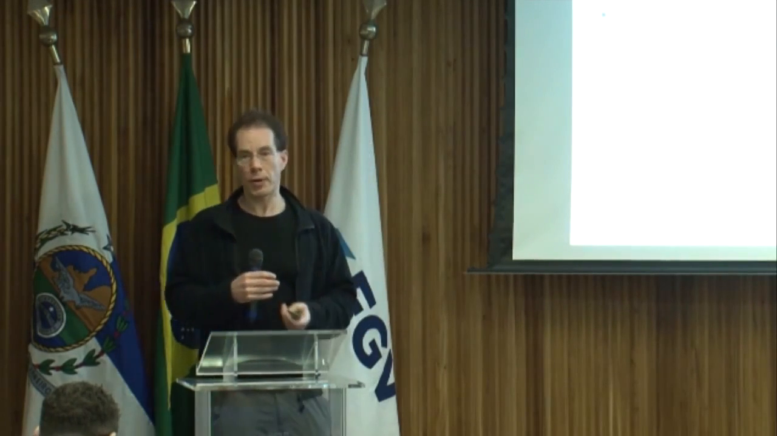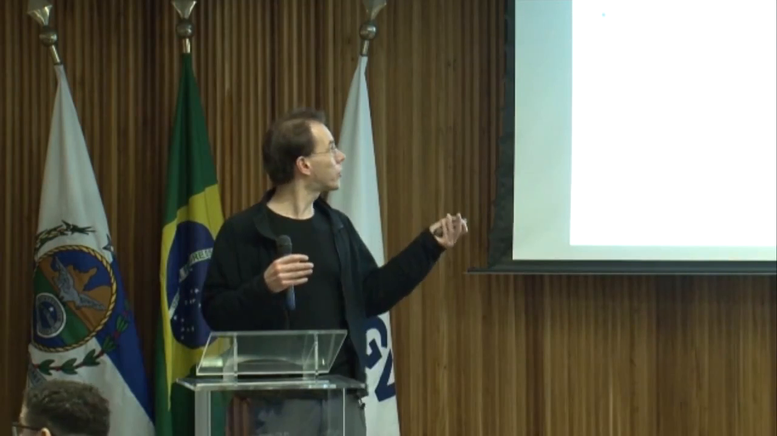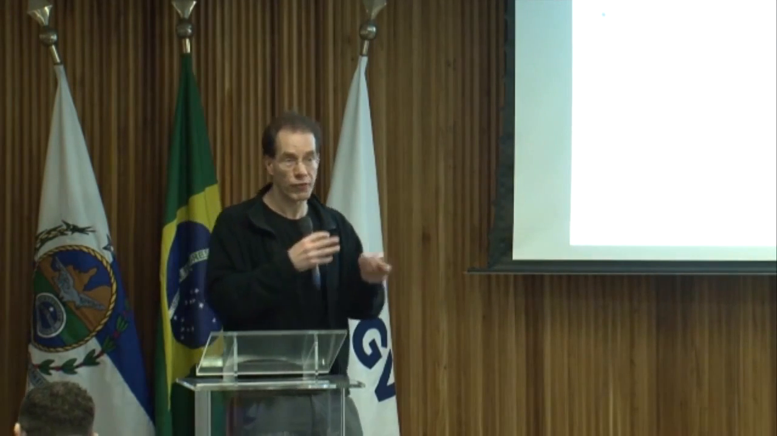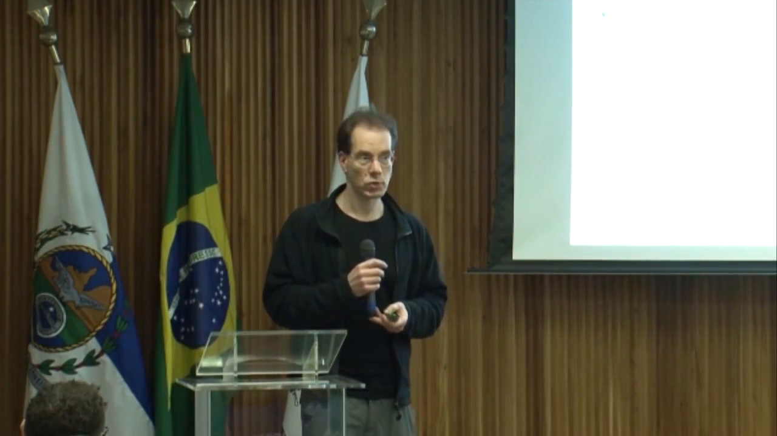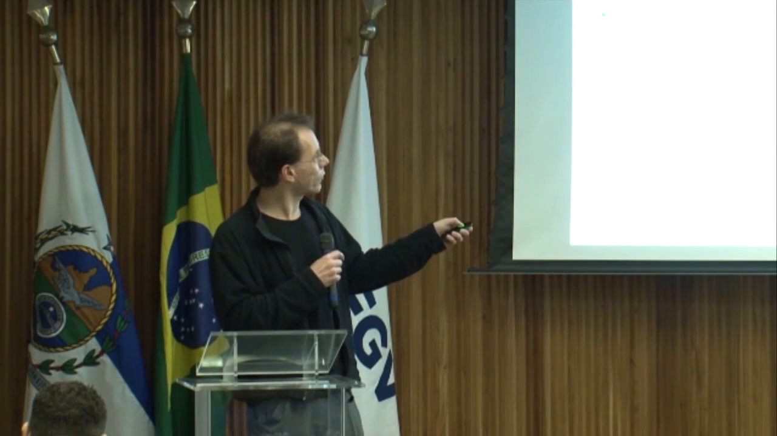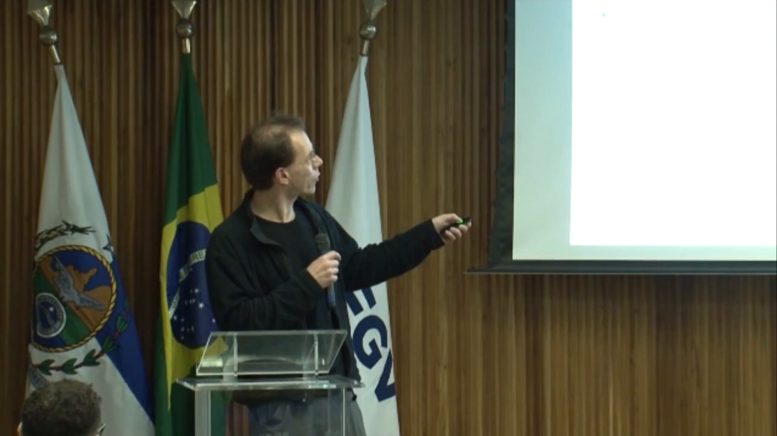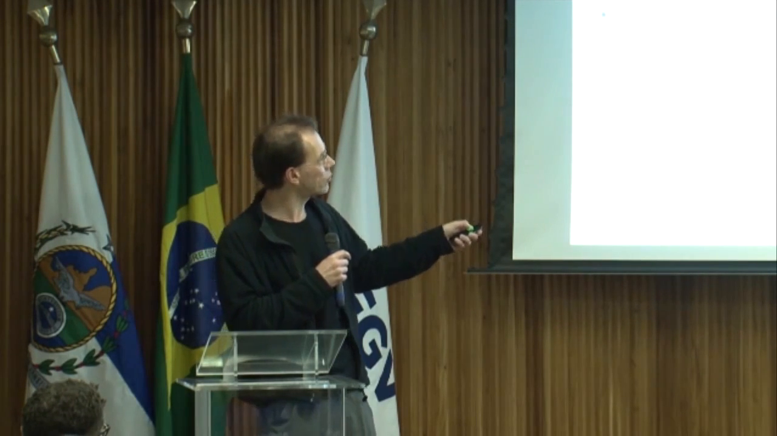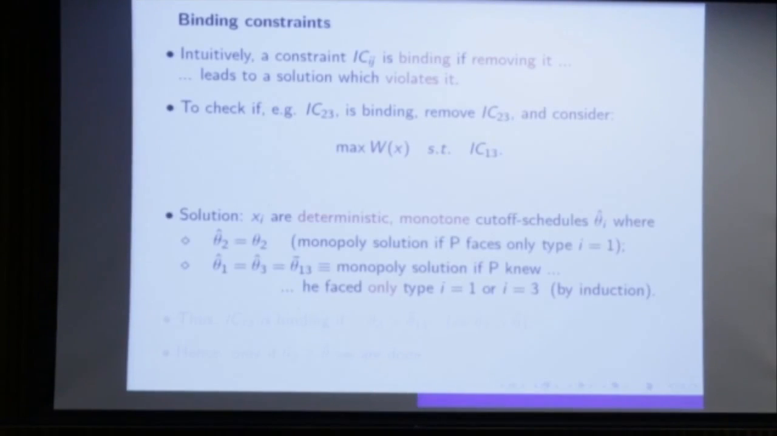So what do I mean with a binding constraint? I mean if I throw it out, then I get a solution that would violate this constraint. Okay? Concavity is all nice. So I'm going to solve this problem again, but now I'm going to throw out IC23 and see whether IC23 is really binding.